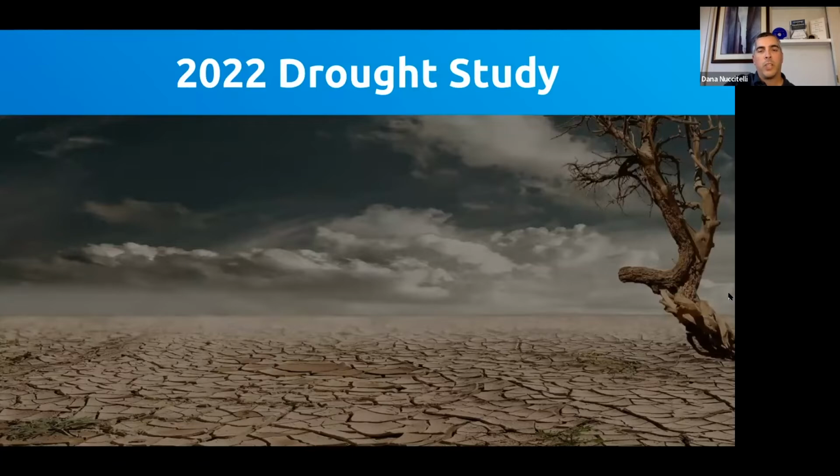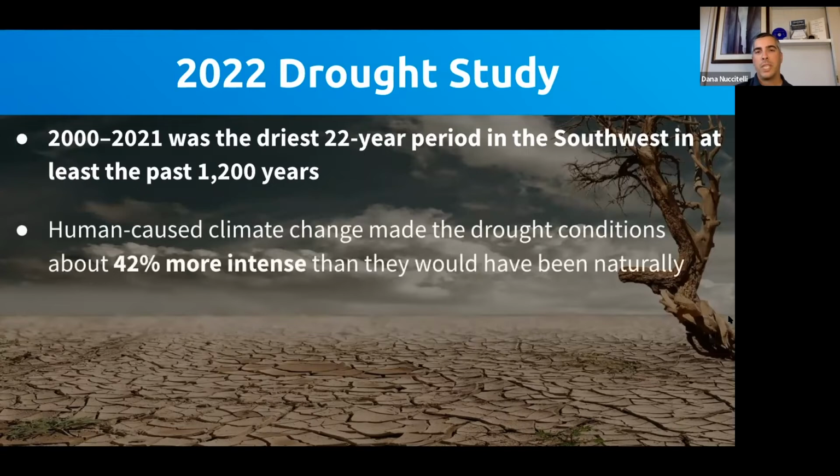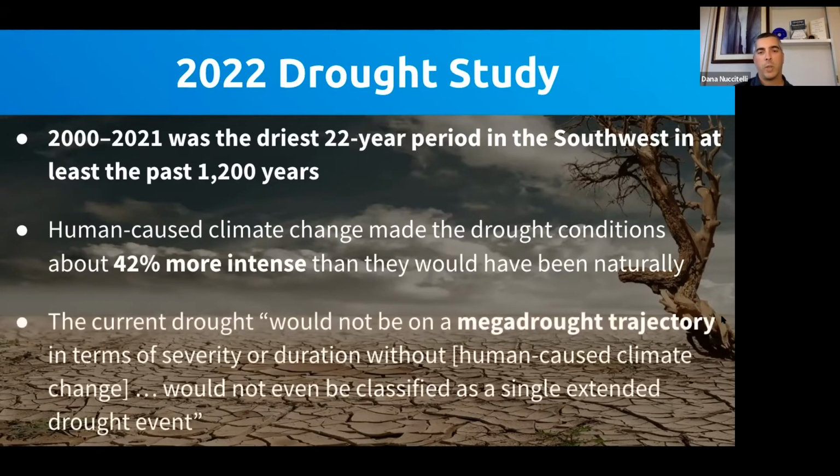There was a really good study just published on the Southwestern drought, looking at the latest 22-year period compared to similar periods over the past 1,200 years, and found that it was the driest in that entire record that they were able to reconstruct. So we're in the middle of our worst drought in over 1,000 years, and the study estimated that human-caused climate change made those conditions about 42% more intense than they would have been naturally. So we would have had a modest drought, and human-caused climate change, because of the increase in heat and dryness, really intensified that drought.